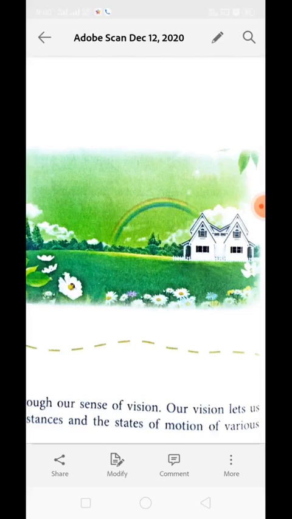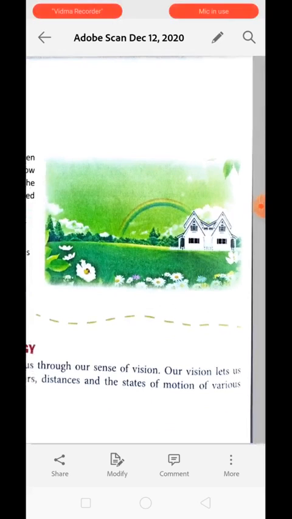We see the beautiful world around us through our eyes. The sense of vision is given to our eyes with the help of light. Our vision lets us know about the size, shape, color, distance and state of motion of various objects. Our eyes can see the color of the object and judge the distance of the object.